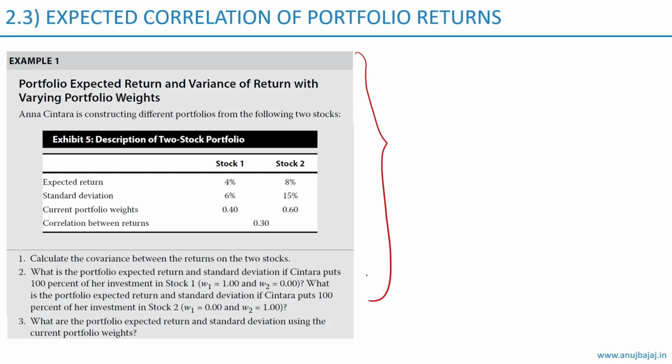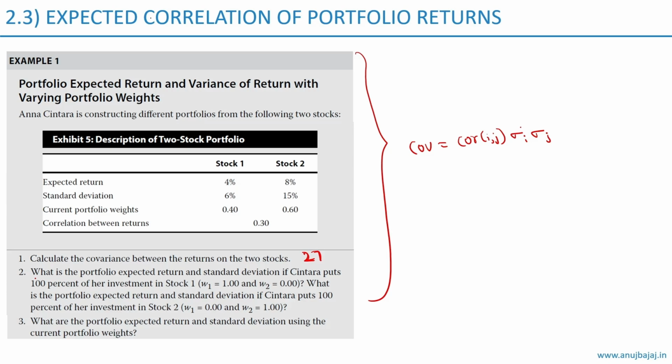I want you to solve this example. You can pause the video and solve the example. If you have solved the question, the answer to question 1 is 27. The formula that you use is covariance equals the correlation between two variables multiplied by the standard deviation of variable 1 multiplied by the standard deviation of variable 2. So the answer is 27.